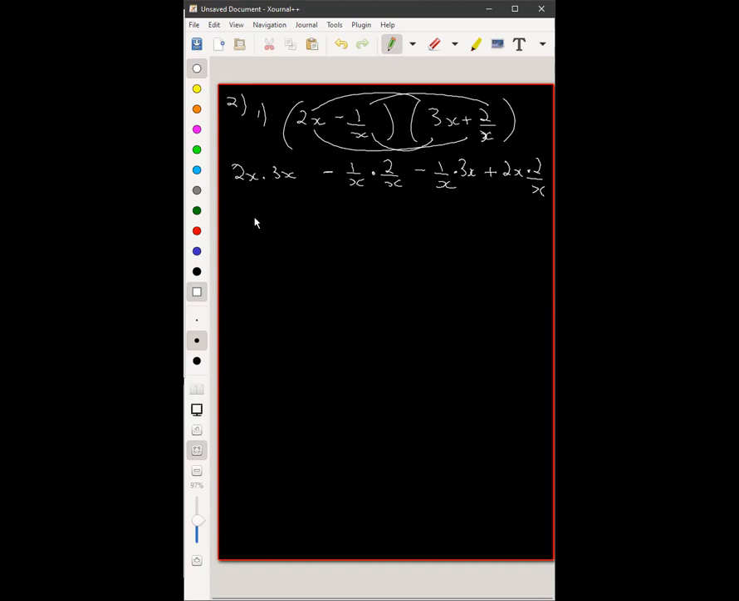6 upon x. No. 6x square minus x square minus 2 upon x square minus 3 plus 4. Okay, then 6x square minus 2 upon x square plus 1.